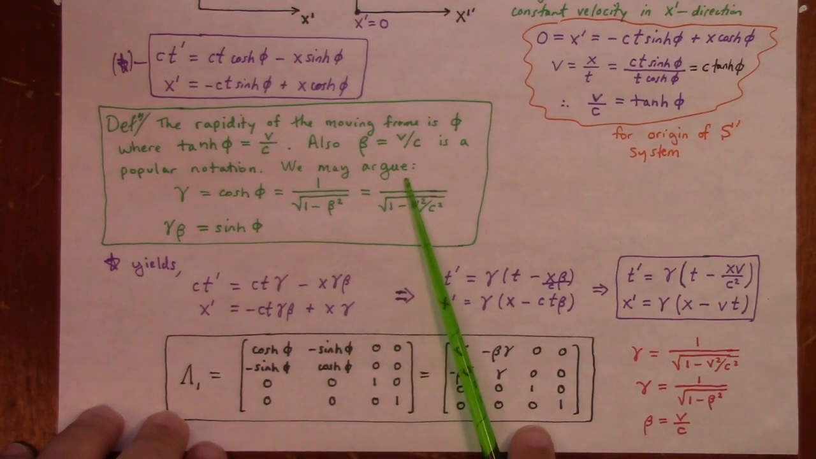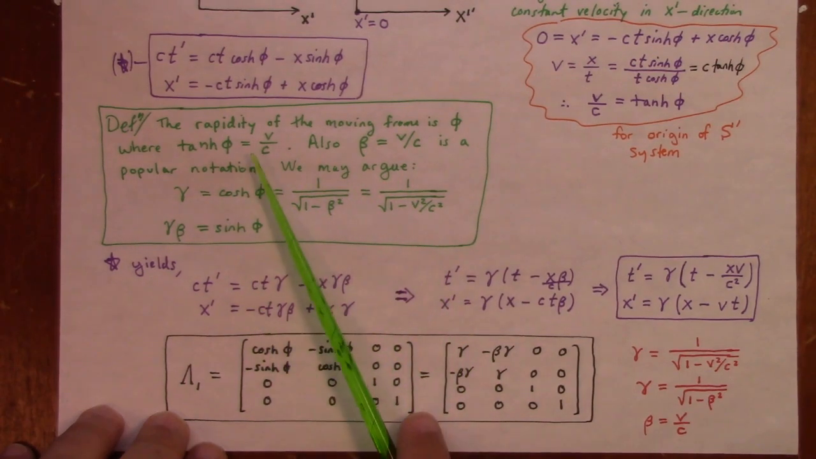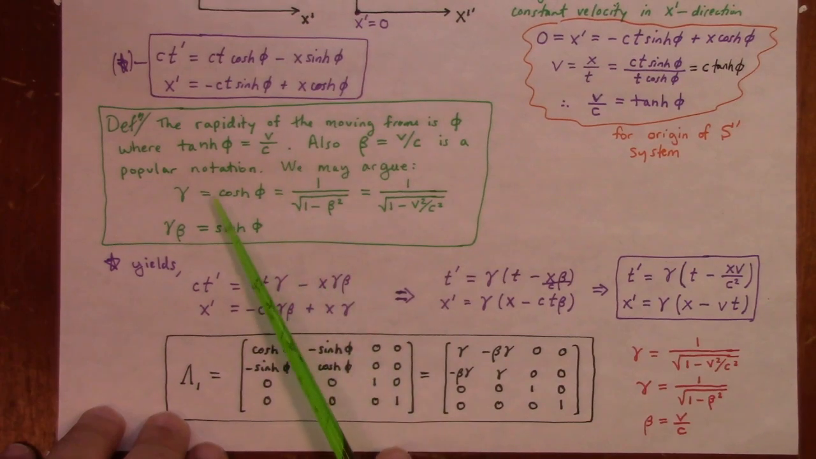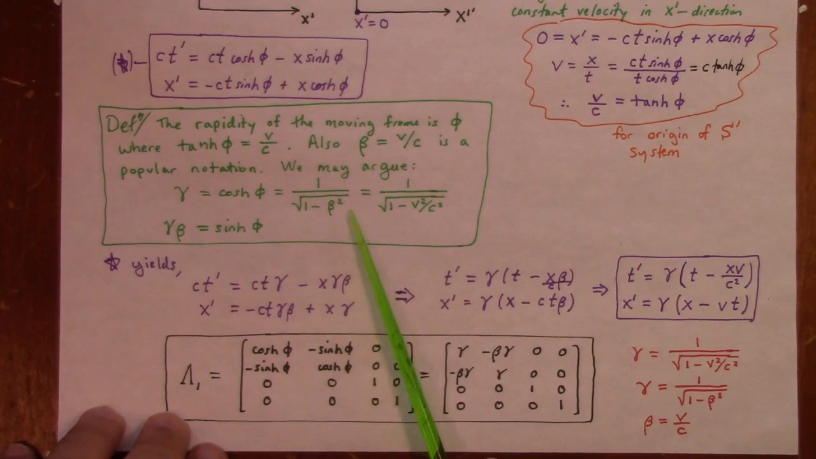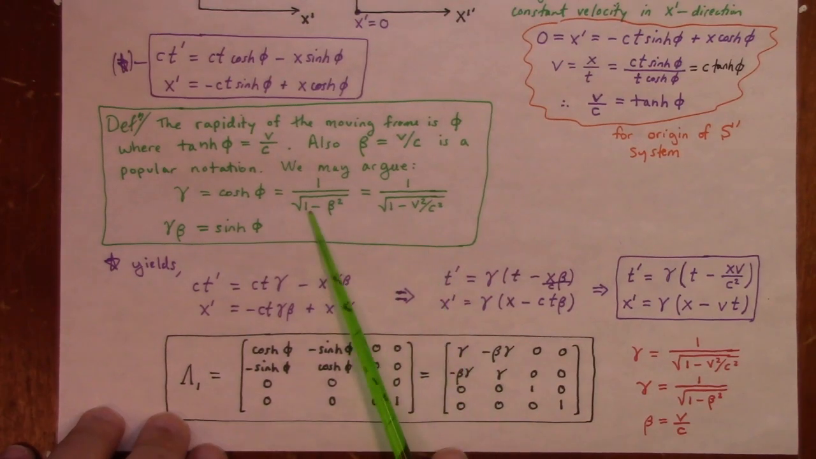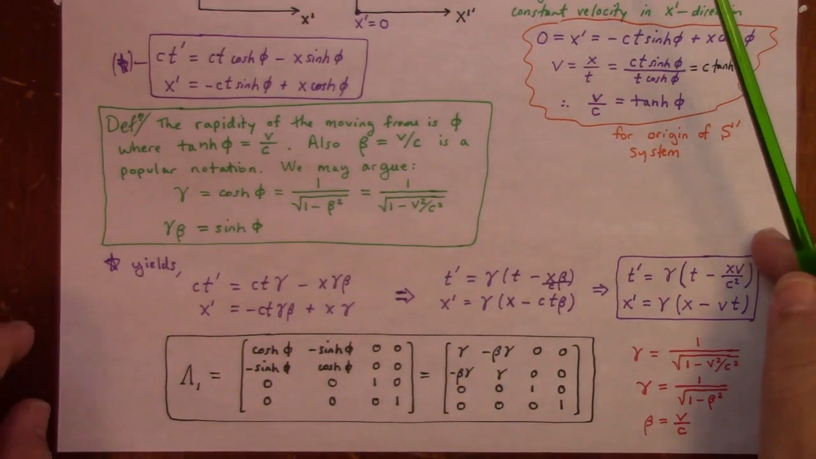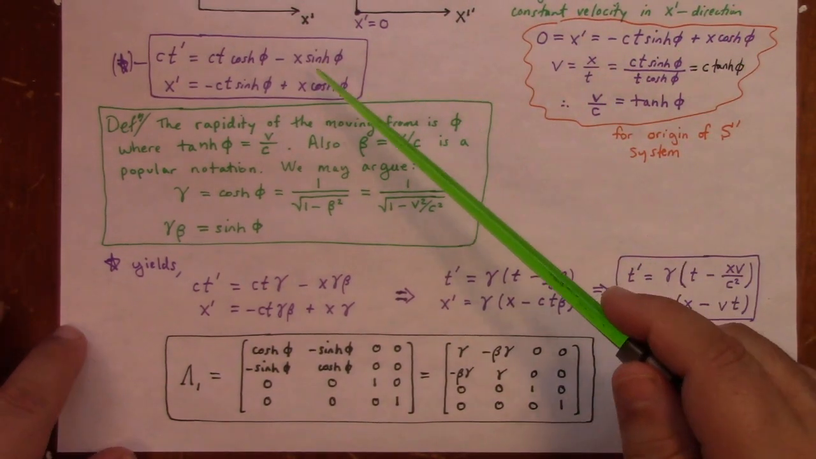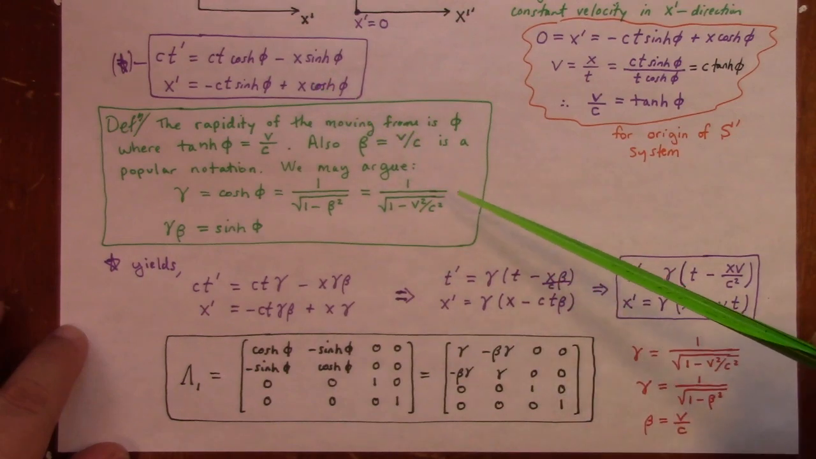And we may argue, this feels like a homework problem, that if we define phi by tanh phi is v over c, then it follows that gamma is cosh phi, and that gamma beta is sinh phi. Moreover, gamma is defined to be 1 over the square root of 1 minus beta squared, which is 1 over the square root of 1 minus v squared over c squared. Now, Carroll often puts c equal to 1, so he might just write this as 1 minus v squared, but there it is.